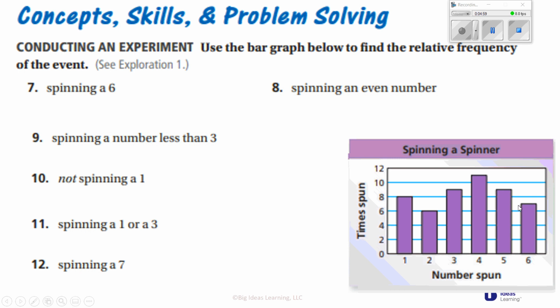Well, 6 comes up looks like 7 times, right? So that's going to be 7 times. Remember, relative frequency is the number of times it happens over the total. Now we have to count up all these times, right? We're talking 8 plus 6, that's 14. 14 plus 9, that's going to be 23. 23 plus 11, that's going to be 34.